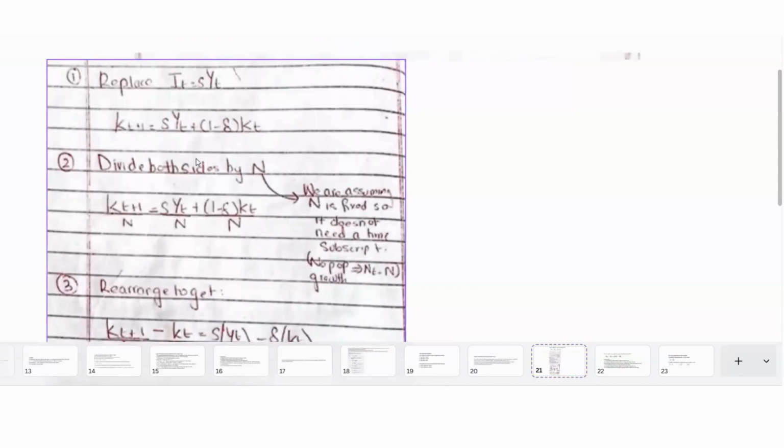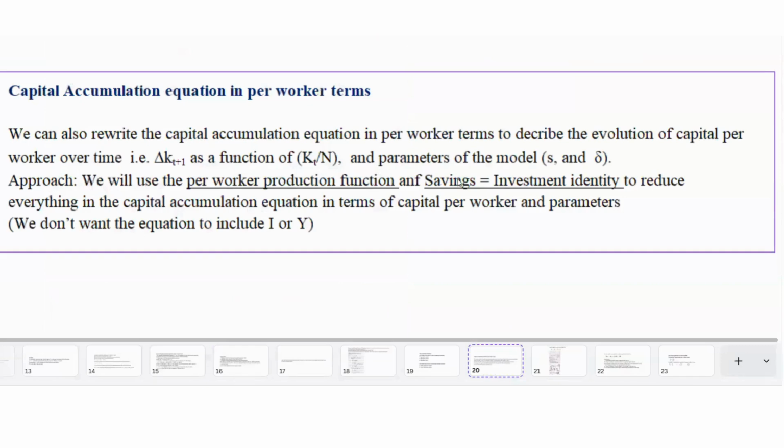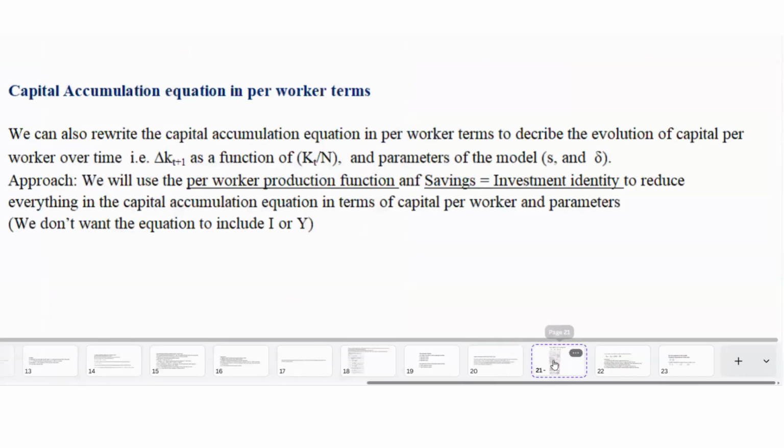We removed I, but that introduced Y. Now we want to remove Y. So for this, we'll use our per worker production function. Like we said, we use two things. The savings equals investment identity, which we used in step 1. And now we'll use the per worker production function. So replace Y_t by N with the per worker production function F(K_t by N). So now we can see that everything is in terms of capital per worker and our parameters of the model.